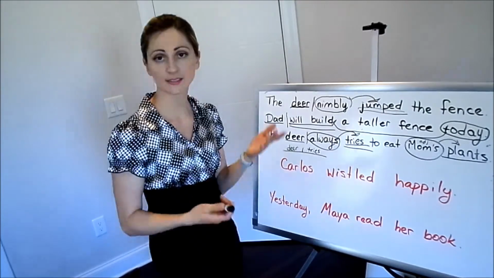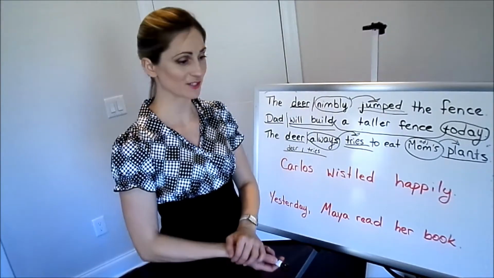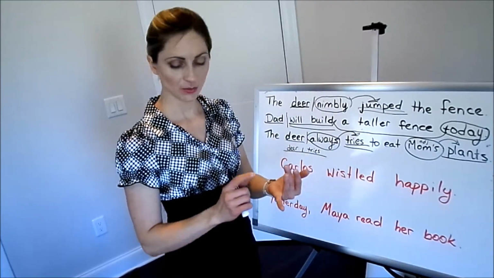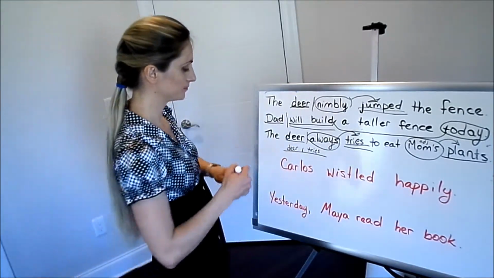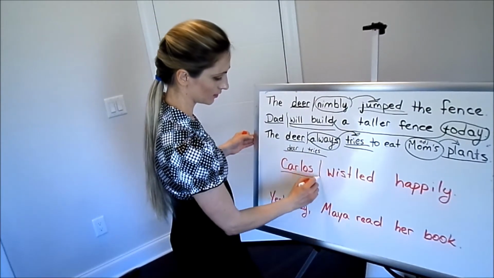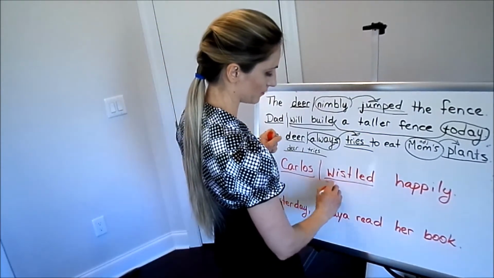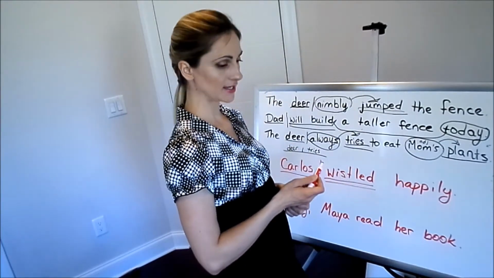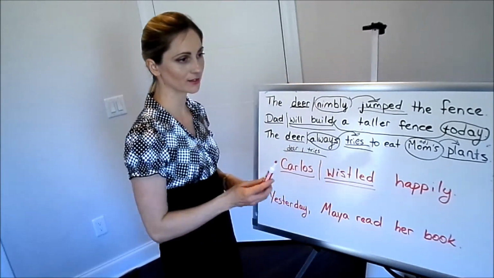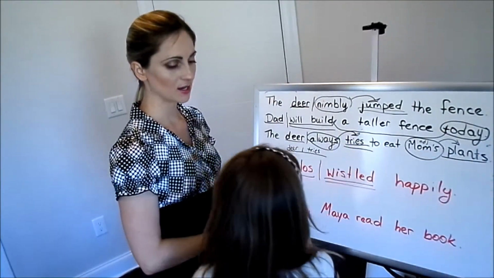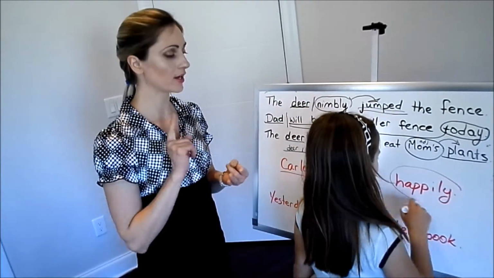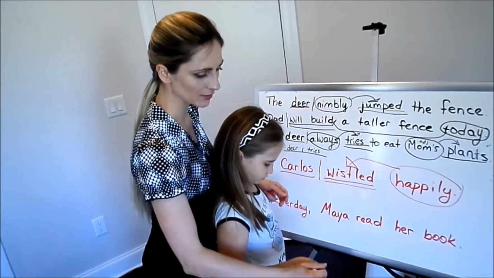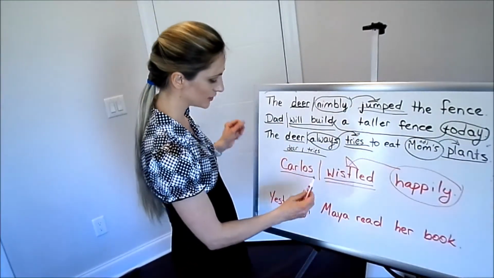I'll call you again. Today we're going to learn to diagram adverbs. Carlos whistled happily. There are three words here. You have your noun, your verb, and a word that describes the verb. Ksenia, is there an adverb in this sentence? Yes. A word that answers how, when, or how often something is done. Very good. All right, give me the marker. Step over there, please, and watch me diagram it.